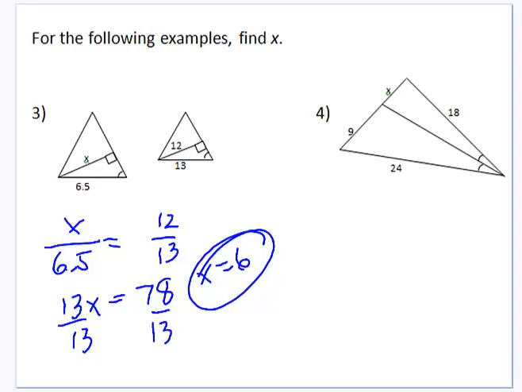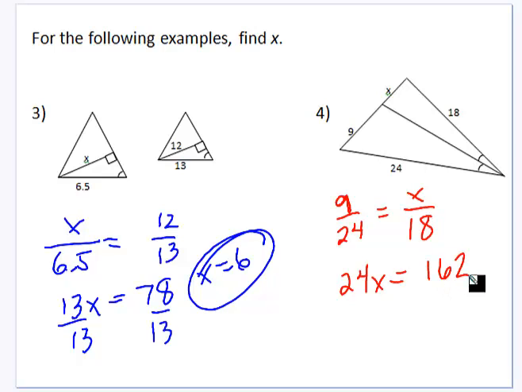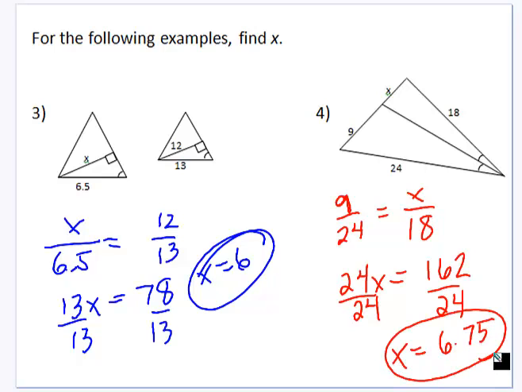All right, and last but not least, number 4. Yep, 9 over 24 equals X over 18. 24x is equal to, what's 9 times 18? 162. We divide by 24, and what do we get for our X? Are those all okay? They really are the same exact type of thing as we've been doing. We're just adding more segments onto it.